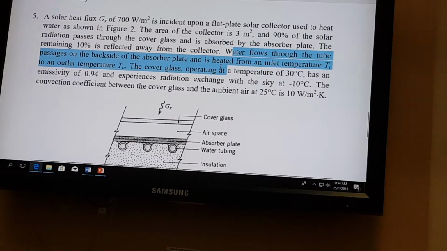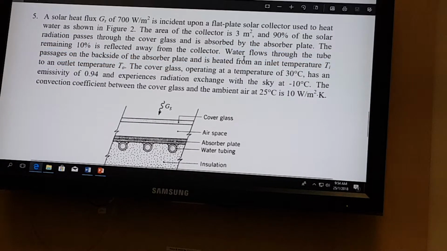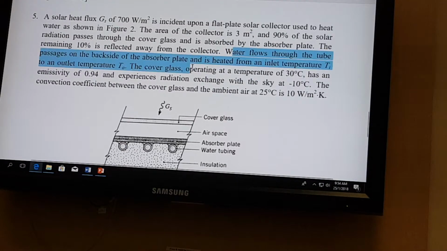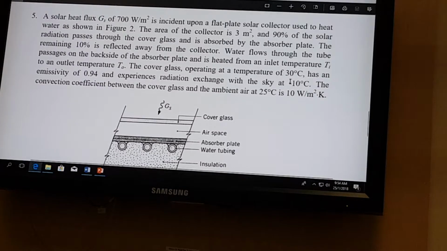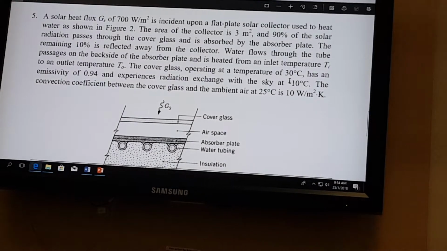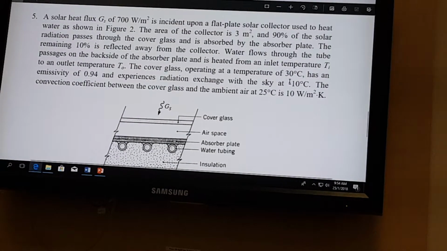Then the rest you solve with radiation, and 2% is reflected away. Convection and radiation give you a new temperature after another temperature. This is the solar panel heating up the water. I'm not sure if you have seen this equipment before.